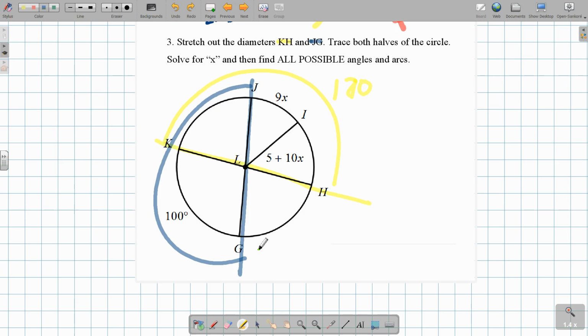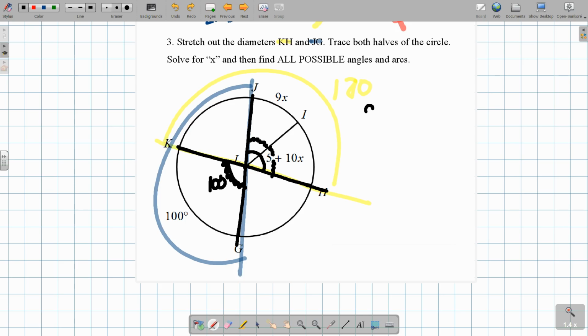At first off, it doesn't look like you can solve for anything, but if you look really carefully, folks, really carefully, don't overlook the simple stuff. Retrace these two diameters. Retrace them. Wherever you have straight lines, you have vertical angles. I did that. That means those two angles are congruent. So we just figured out that this 9x plus 5 plus 10x is going to equal 100 degrees.